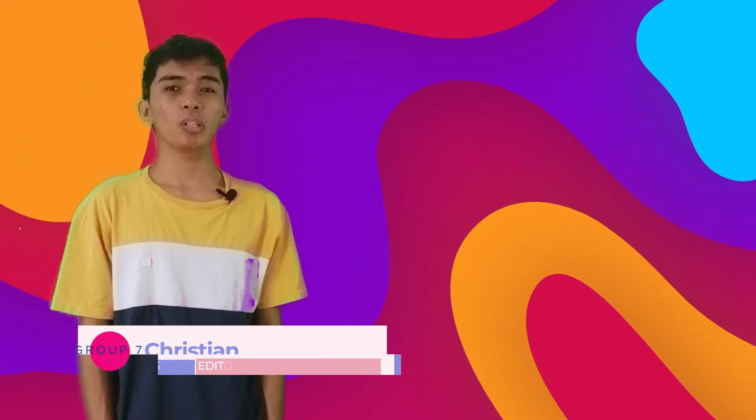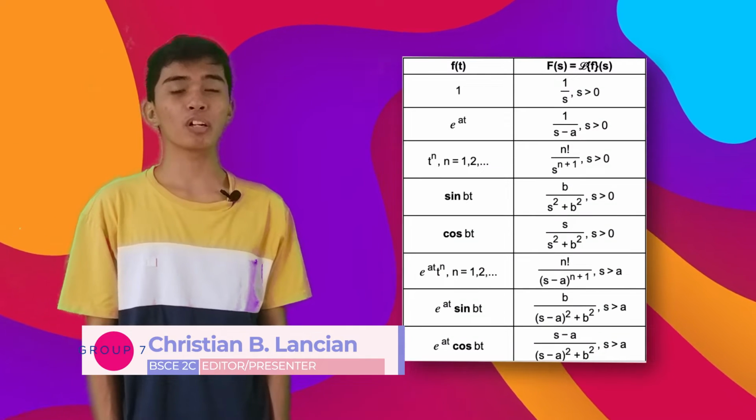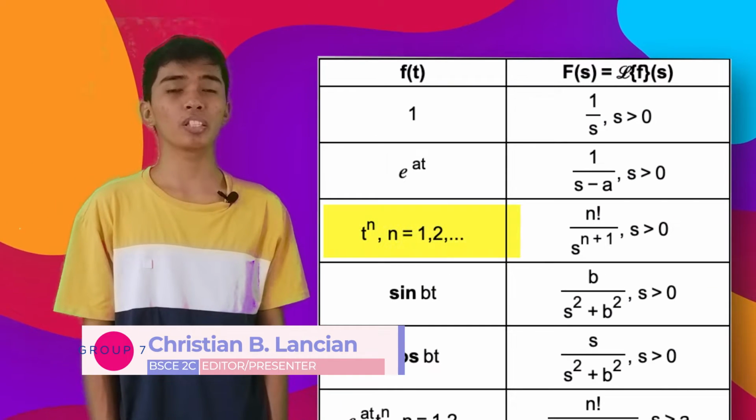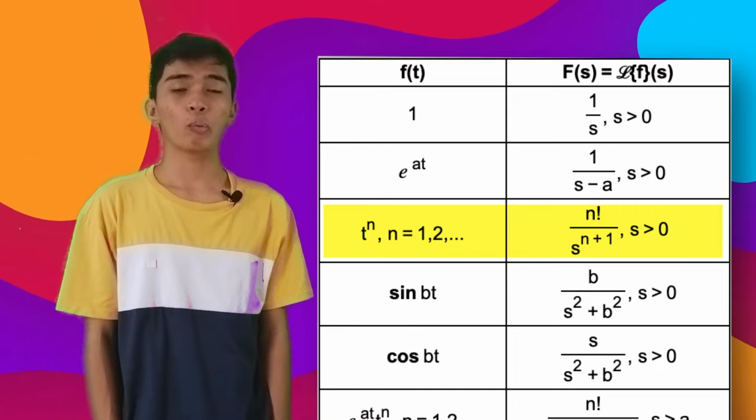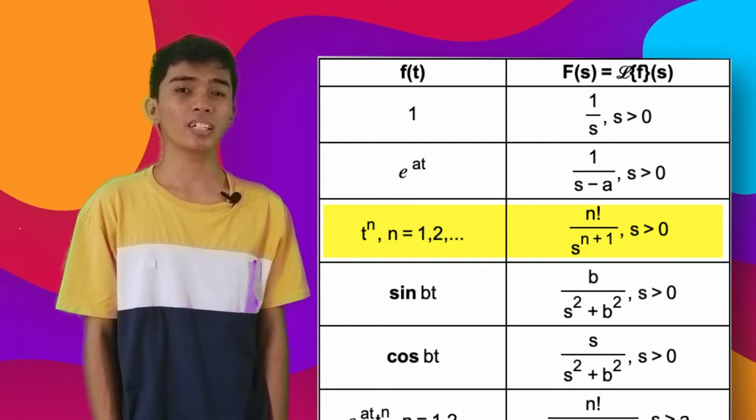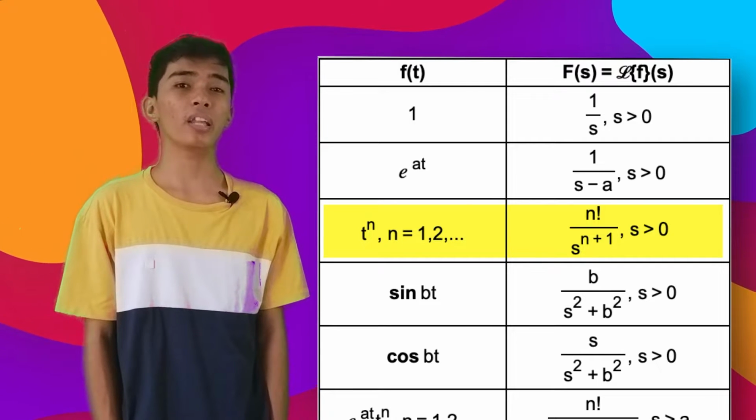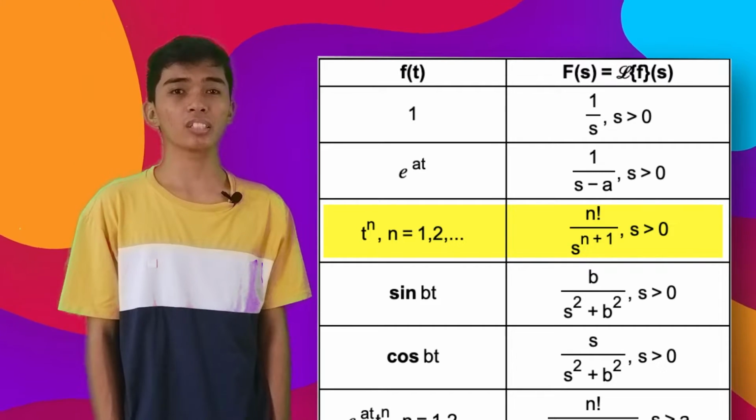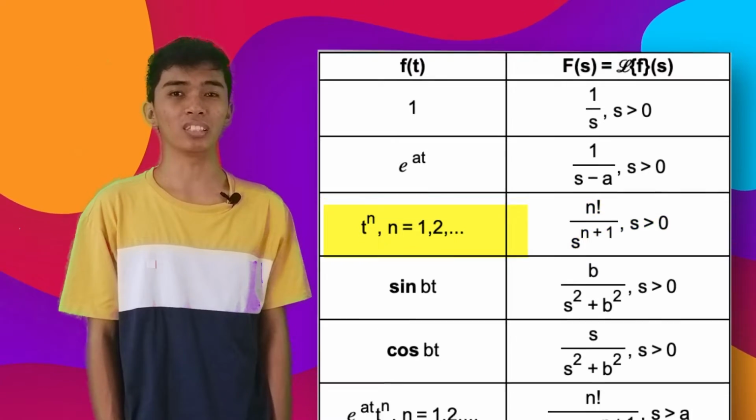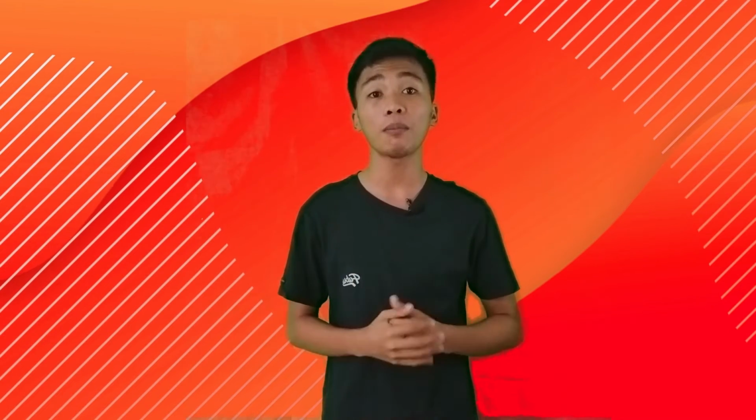According to the table of Laplace transform of elementary functions, if a function is t raised to the power of n, where n is any whole number, then the Laplace transform of the function f of t is equal to n factorial over s raised to the power of n plus 1. Let us talk about this more through some examples.